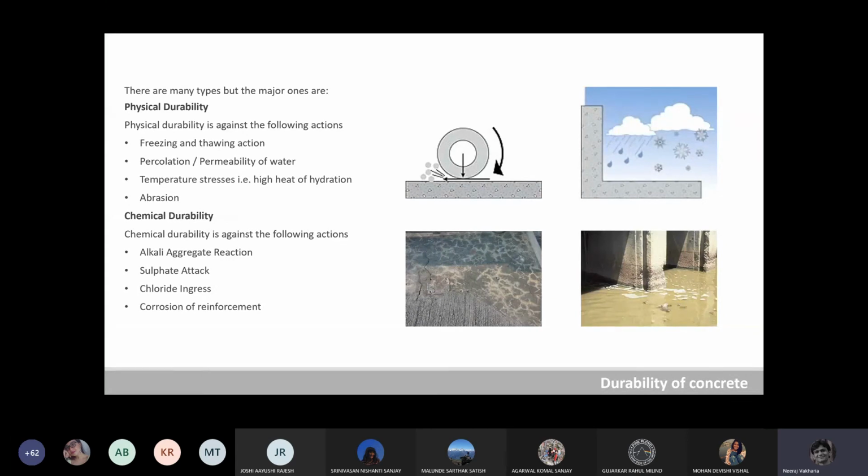Then another type is chemical durability. So chemical durability is against the following actions. As I said, sulfate attacks, when we saw the different types of cement. That kind of constant chemical exposure may weather the concrete element in such a way, I hope you can see the image. So again, it reduces the cover.